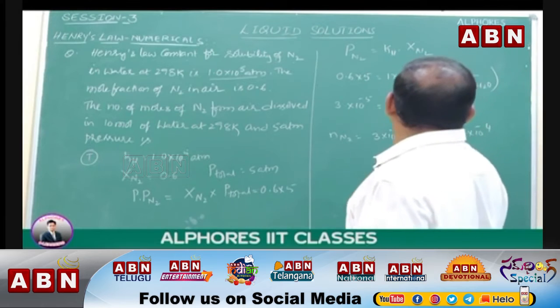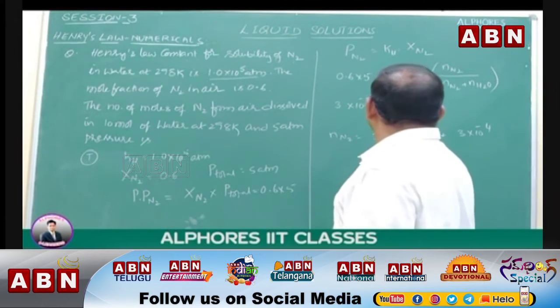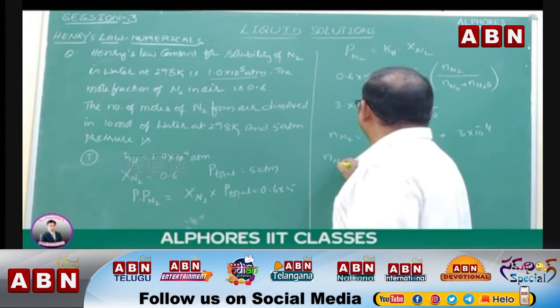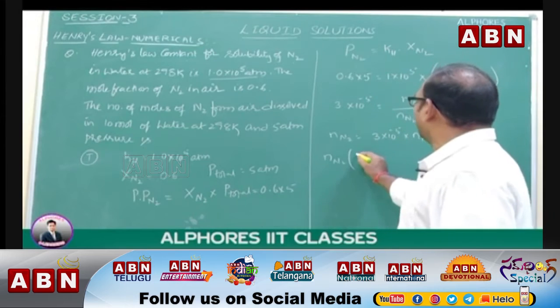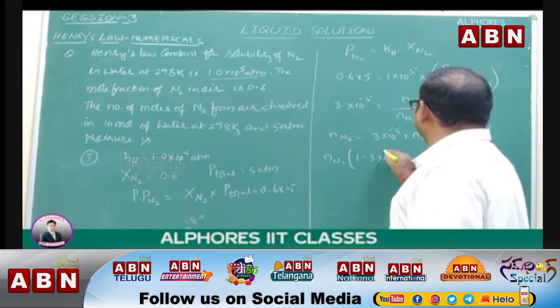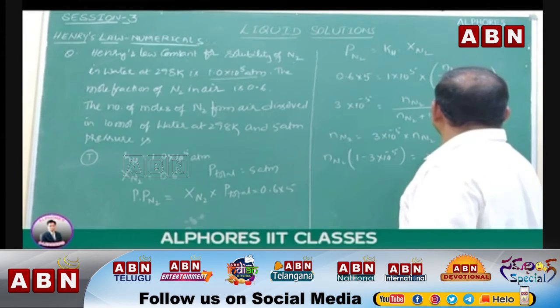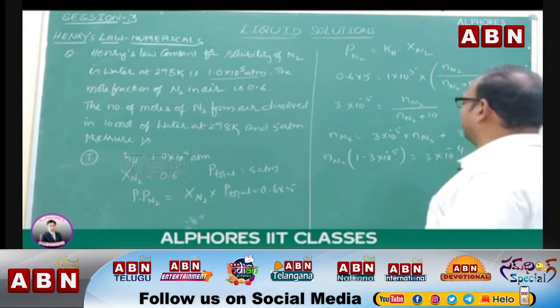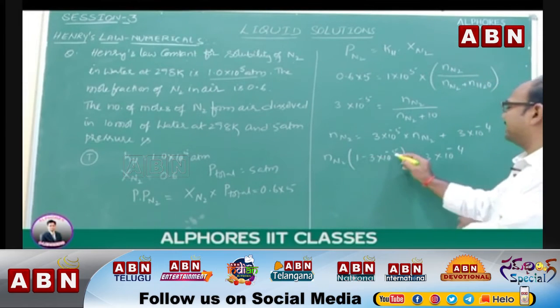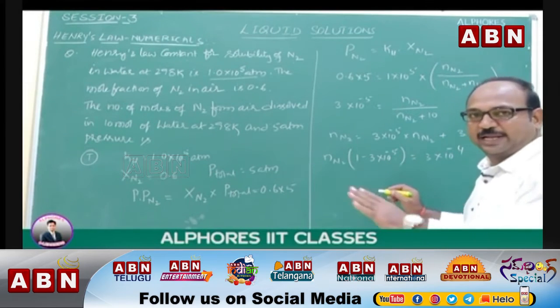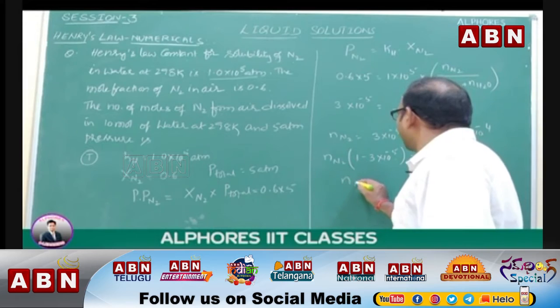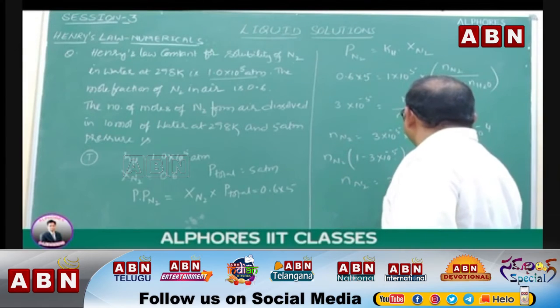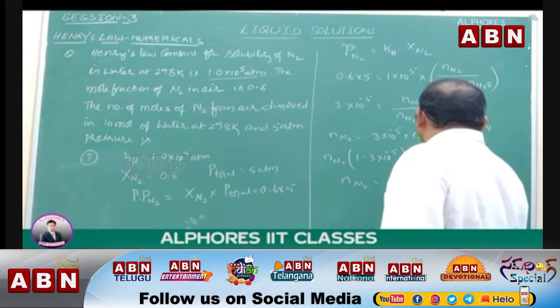Now, you bring this number of moles of nitrogen to this side: number of moles of nitrogen into (1 minus 3 into 10 power minus 5) is equal to 3 into 10 power minus 4. The 1 minus 3 into 10 power minus 5 we can neglect. The number of moles of nitrogen dissolved is 3 into 10 power minus 4 moles.